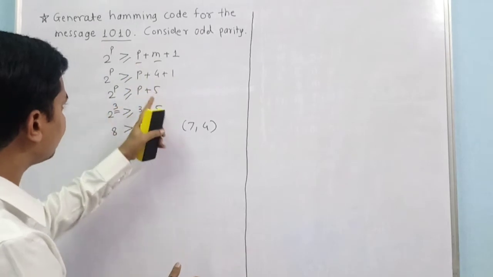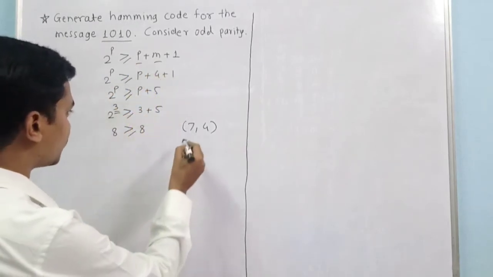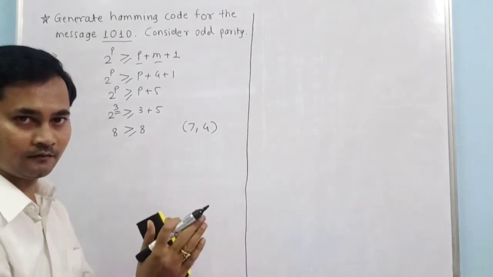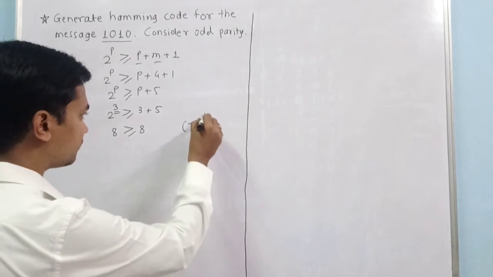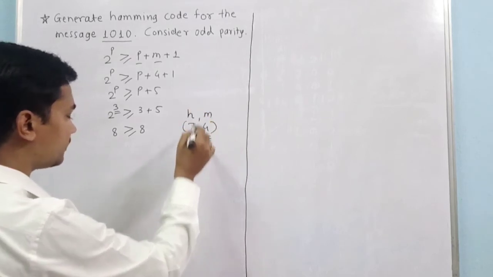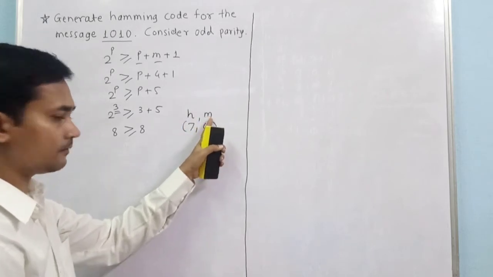So p should be what? p is 3 and m is 4. So total 4 plus 3 equals 7. Okay, 7-bit Hamming code, and this 4 is the message bits. Okay, so I will simply write here h and m. So h indicates p plus m and m is the message bits.